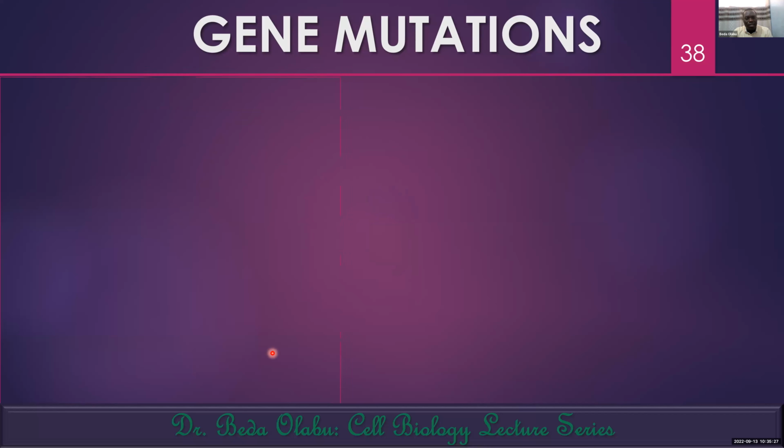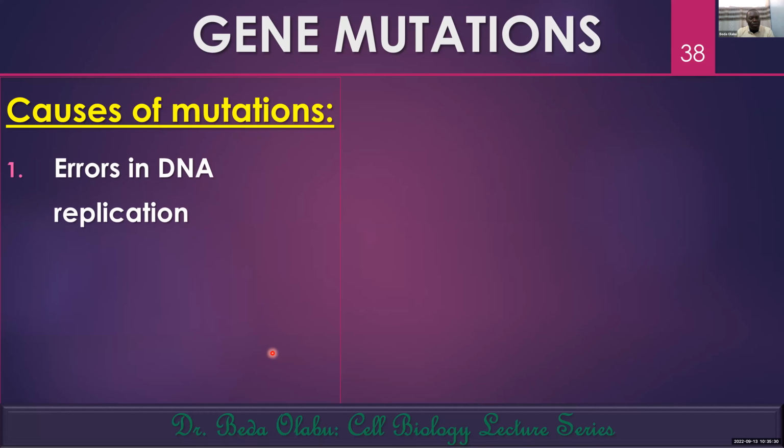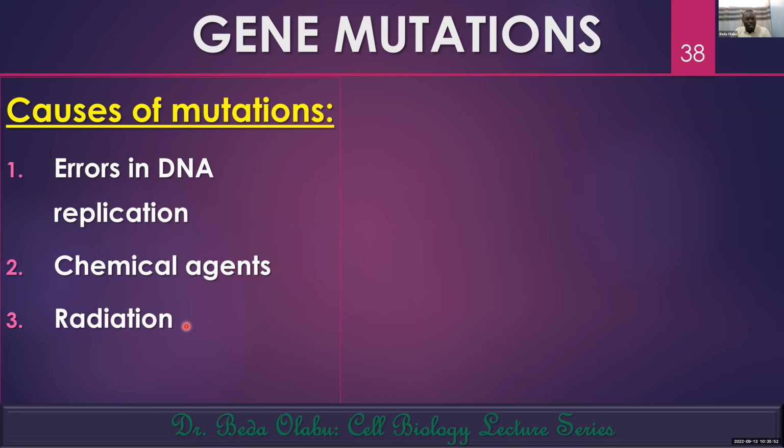So what are the causes of gene mutations? Gene mutations can be caused by errors in DNA replication. When the DNA was replicating, there were some errors that did not get corrected. Okay, let me just put it that way, that there can be errors during replication. There are some chemical agents that can also cause gene mutations. We can have radiation, X-rays, or gamma rays can cause mutations. And lastly, viruses can also cause mutations.